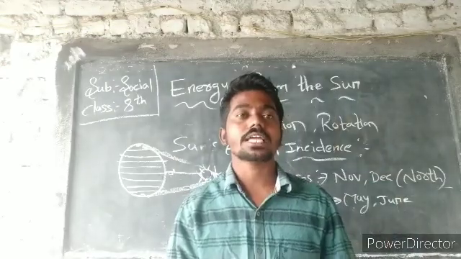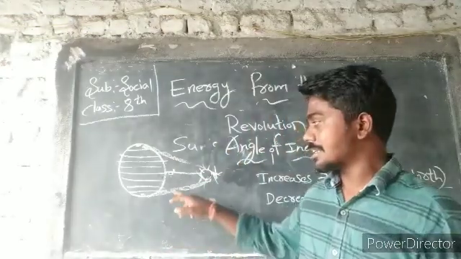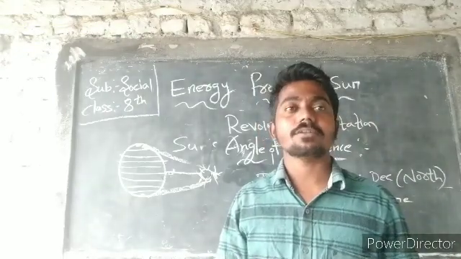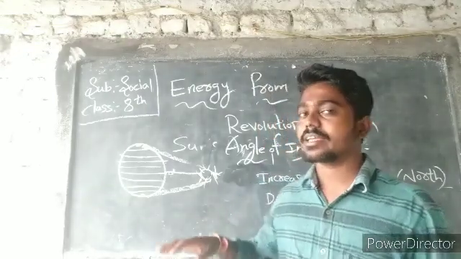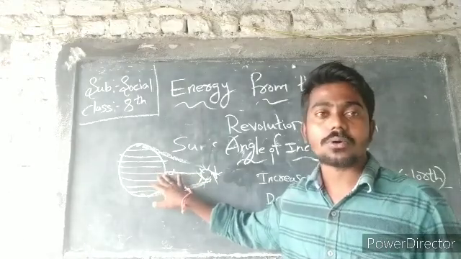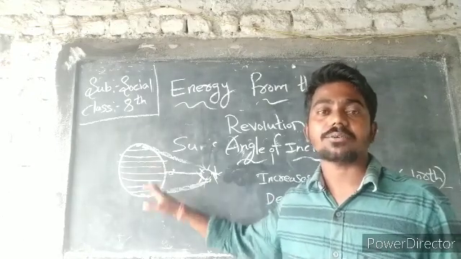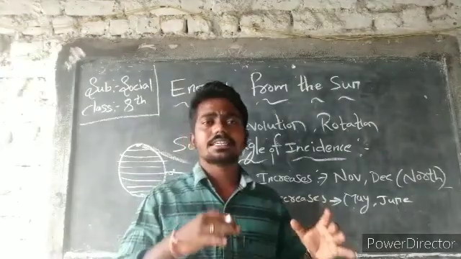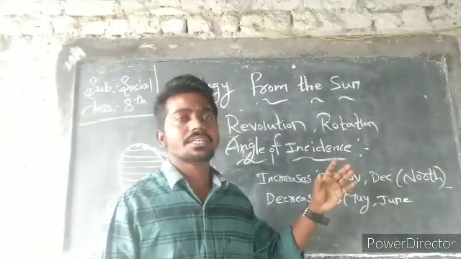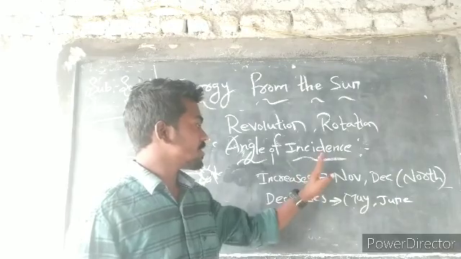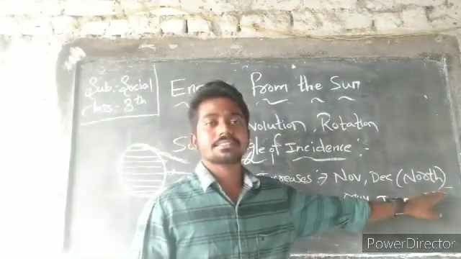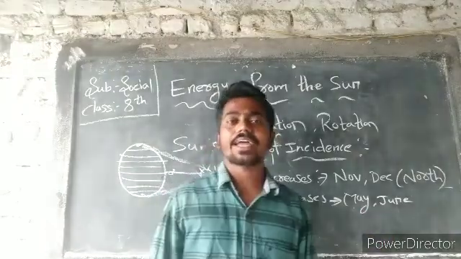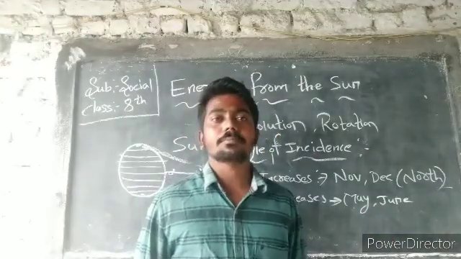Sun rays are more in the equatorial region, then it becomes cool in the midday. Less heat will be present in the ground. That is why in the equatorial region we have low temperature rather than the equatorial north and equatorial south. And the angle of incidence changes according to the revolution of the earth. Angle of incidence increases in November, December in the north region, and angle of incidence decreases in the months of May and June in the northern part of the earth.